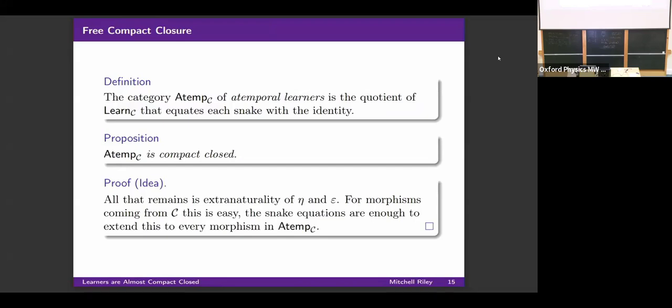Well, actually, not quite. Once you have the snake equations, you just need that the cup and the cap, which we saw on the previous slide, are extranatural with respect to all of the maps in the category. For some of the maps, this is really easy, because if the map comes from C, then the sliding equality exactly tells us that we can go around the cap. So certainly those are equal. But what we need is that every morphism in the category can be slid around the cap. And it turns out that just having the snake equations, you can fiddle around a bit, and that's enough to get everything. Okay.